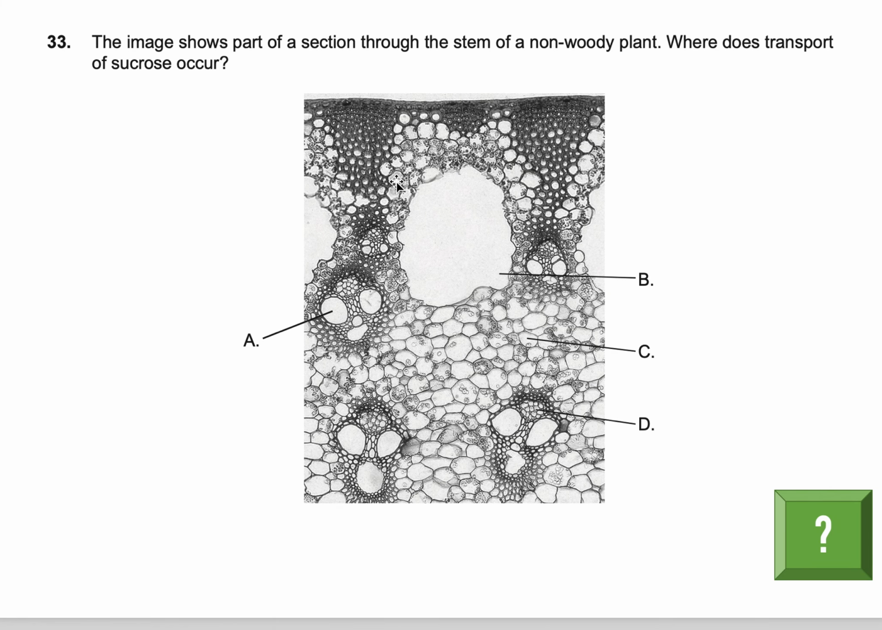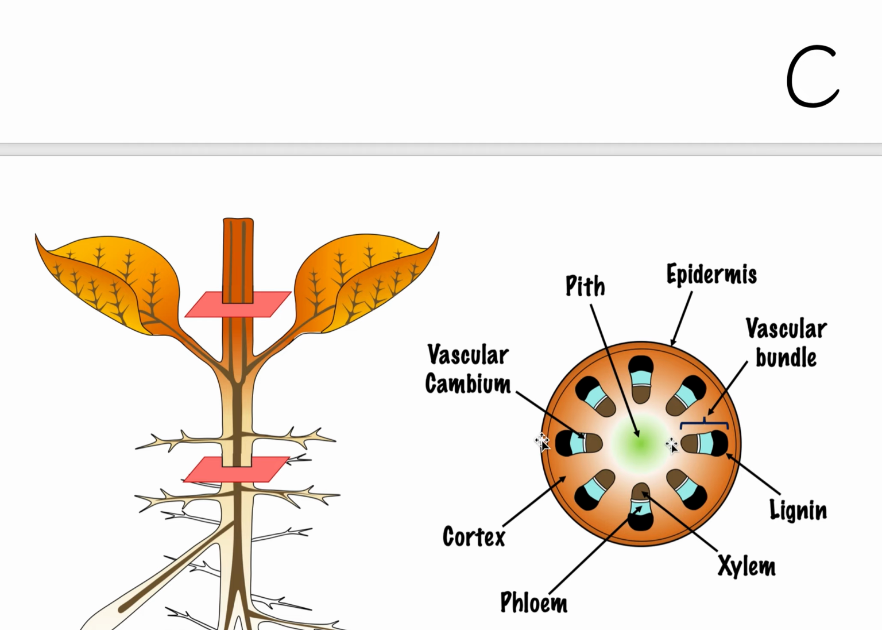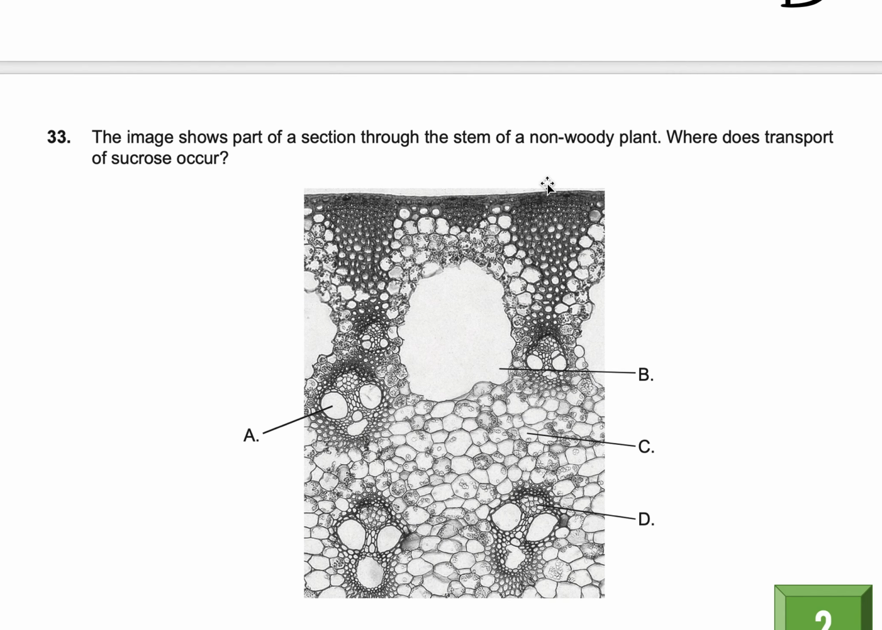Okay, last one here. I guess again an image one, okay? So the image shows part of a section through a stem, again, a stem. So we're looking at a stem here. We're looking at this thing, basically. Of a non-woody plant, that doesn't matter, just a plant, okay? Trying to confuse you here, it's just a plant. Where does transport of sucrose occur? So basically, they're trying to make you find the phloem, right?